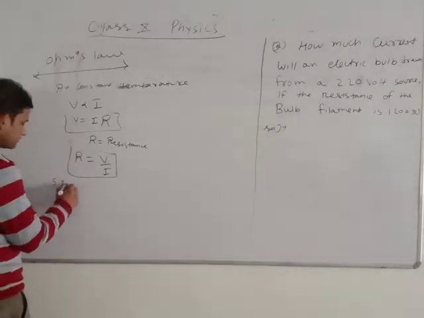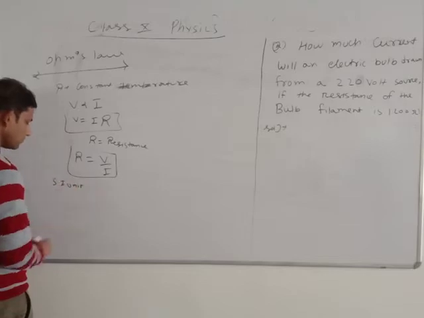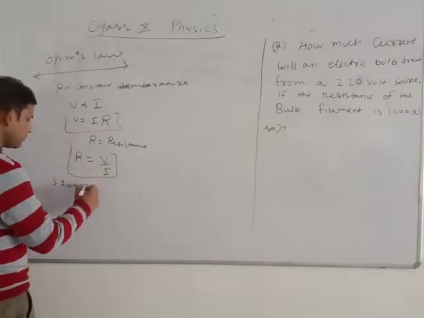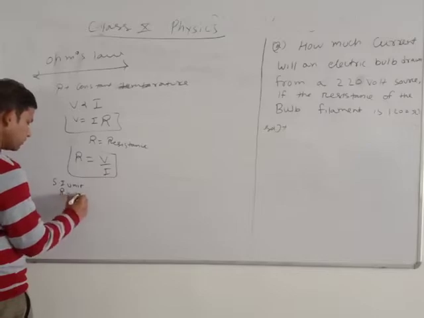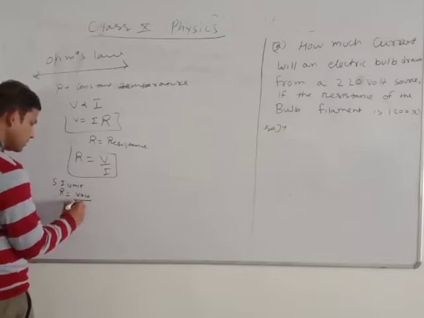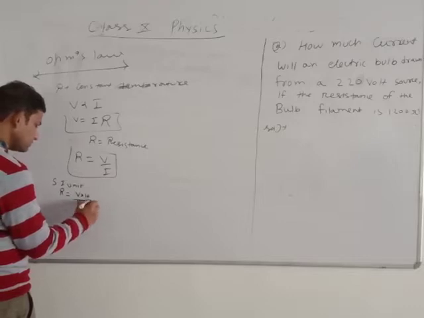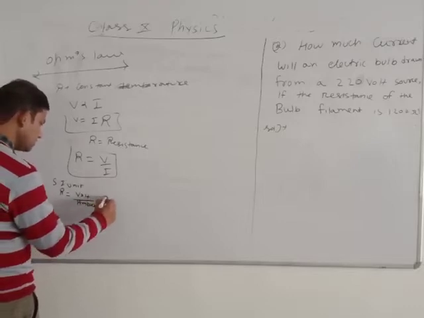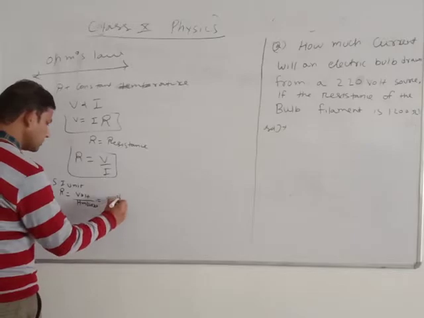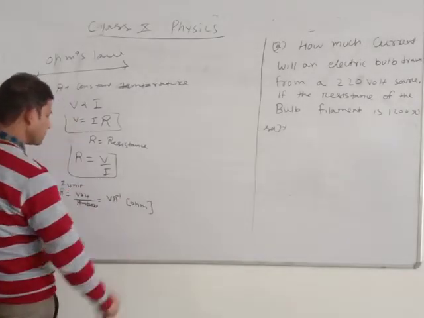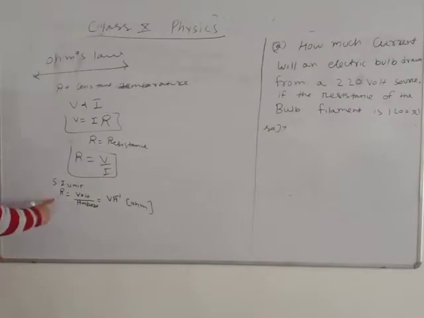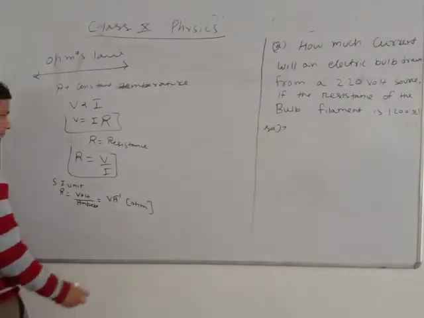Unit of R equals V upon I. The unit of potential difference is volt and the unit of current is ampere. So the unit of resistance is volt ampere to the power -1, and the other name is ohm. It means the unit of resistance is ohm.